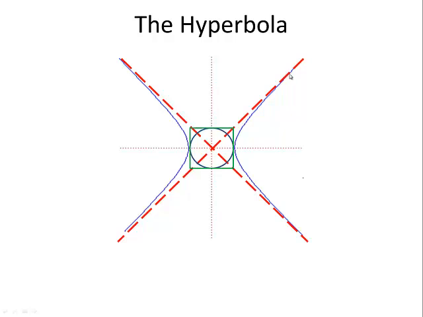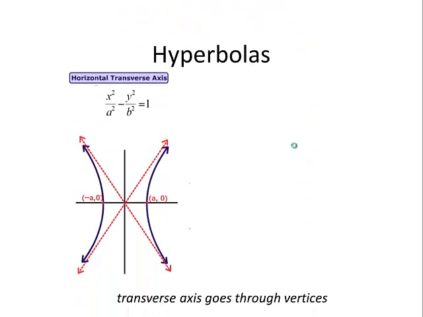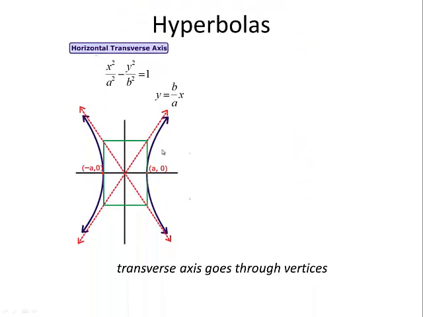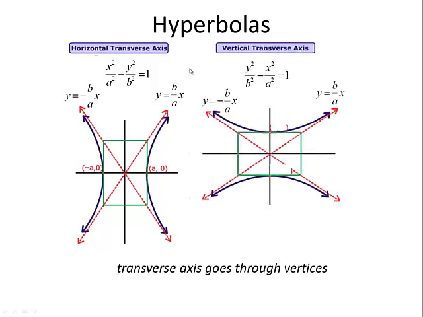This graph is a little off because the hyperbola can never touch the asymptotes. Alright, the transverse axis in this case is horizontal because the two vertices are horizontal to each other. There's a horizontal transverse axis, and then there's also a vertical transverse axis. And these are the asymptotes, and you notice the box doesn't have to be longer in any direction, but the transverse axis has to touch the two vertices.